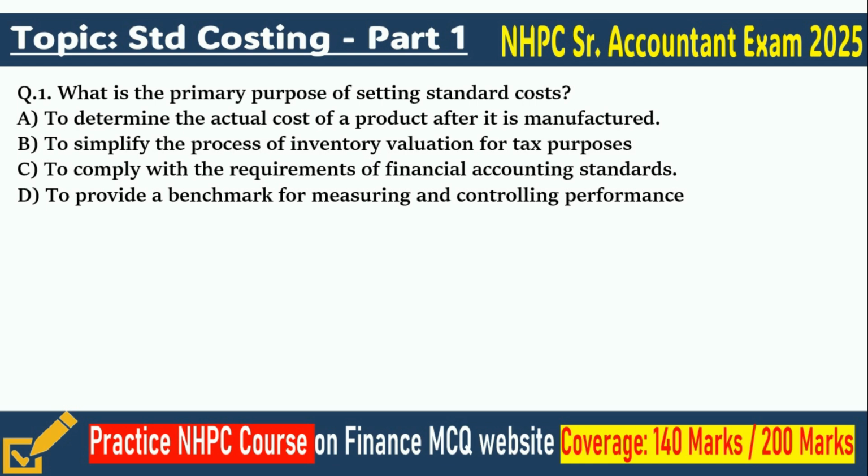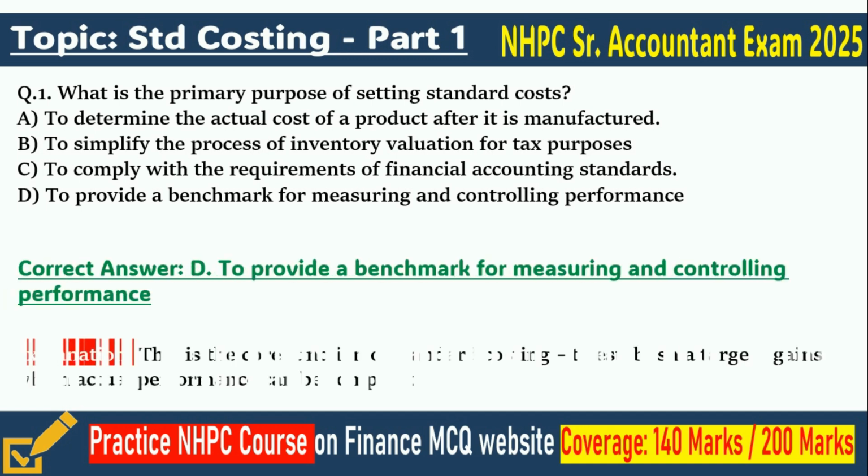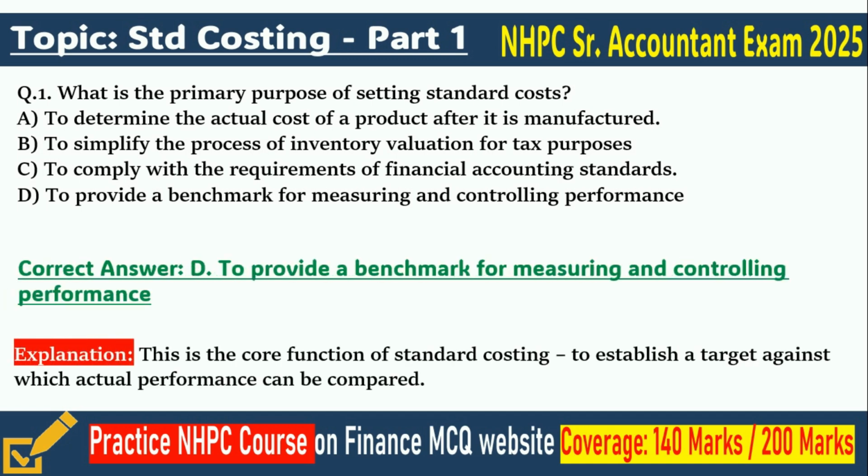So friends, what are standards? Standards are basically that level which are used to compare with the existing performance. So the correct answer has to be option D, which says to provide a benchmark for measuring and controlling performance. So friends, this is the core function of standard costing, to establish a target against which actual performance can be compared.